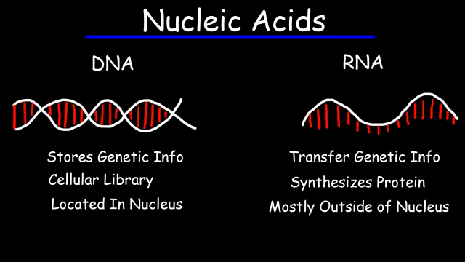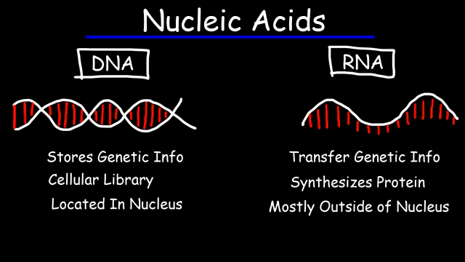One of the topics that are commonly taught in a biochemistry course are nucleic acids. Now you might be wondering, what exactly are nucleic acids? There are two forms of nucleic acids. I'm sure you've heard of them, DNA and RNA. DNA stands for deoxyribonucleic acid. RNA is simply ribonucleic acid. But both of these are different types of nucleic acids.